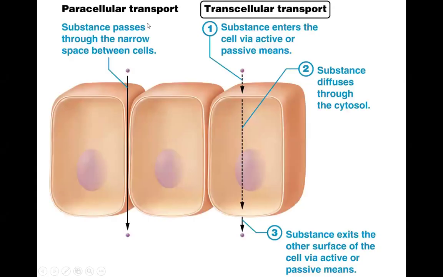In paracellular transport, the substance passes through the narrow space between the cells. The substance enters the cell via active or passive means, diffuses through the cytosol, and then exits the other surface of the cell via active or passive means.